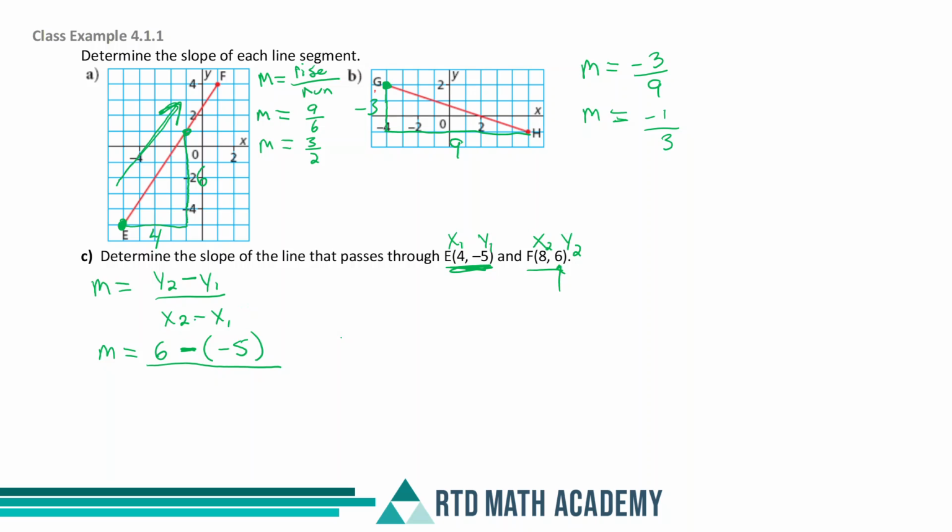All right, so now I'm looking at my x's. So x2 minus x1. x2 was 8. x1 was 4, so minus 4. That one's pretty straightforward.